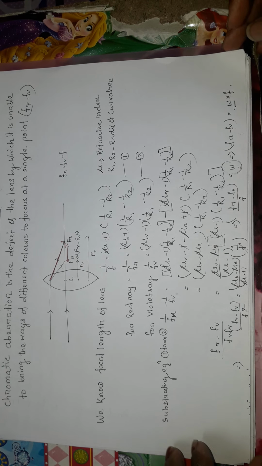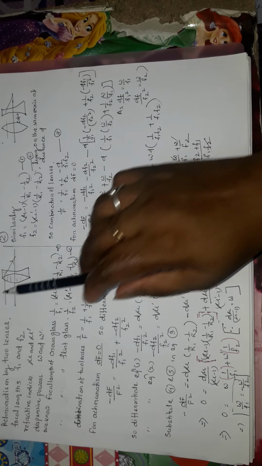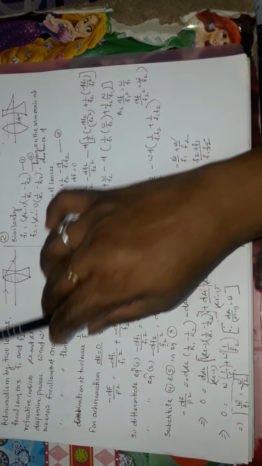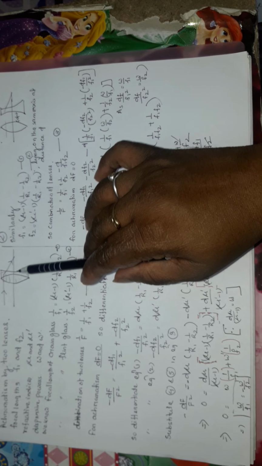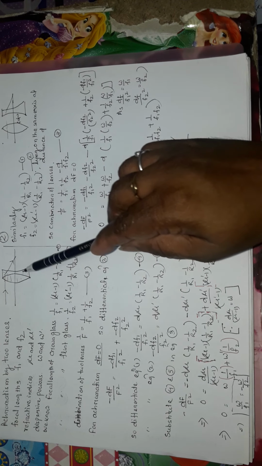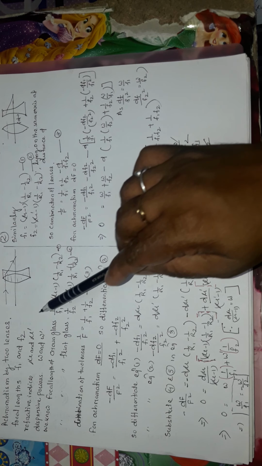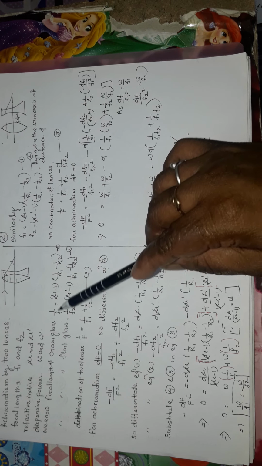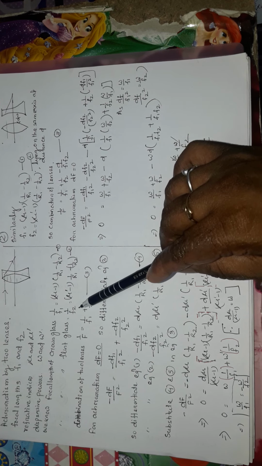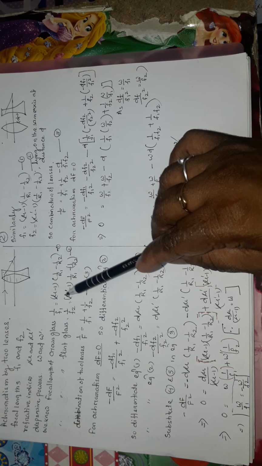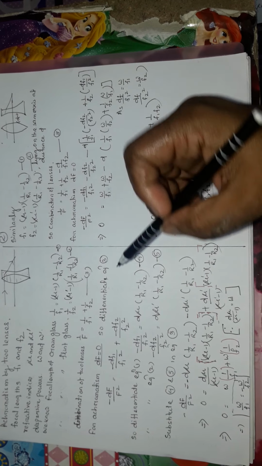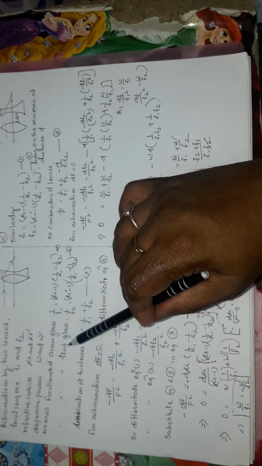How to remove the chromatic aberration, or the achromatic condition? To remove chromatic aberration, we use a combination of two lenses. Suppose one crown glass lens and one flint glass lens are there. According to the lens law, 1 by f1 is equal to (mu minus 1) times (1 by r1 minus 1 by r2). For the flint glass, the focal length is considered to be f2. So the equation will be 1 by f2 is equal to (mu dash minus 1) times (1 by r1 minus 1 by r2). Here mu dash is the refractive index of the flint glass.